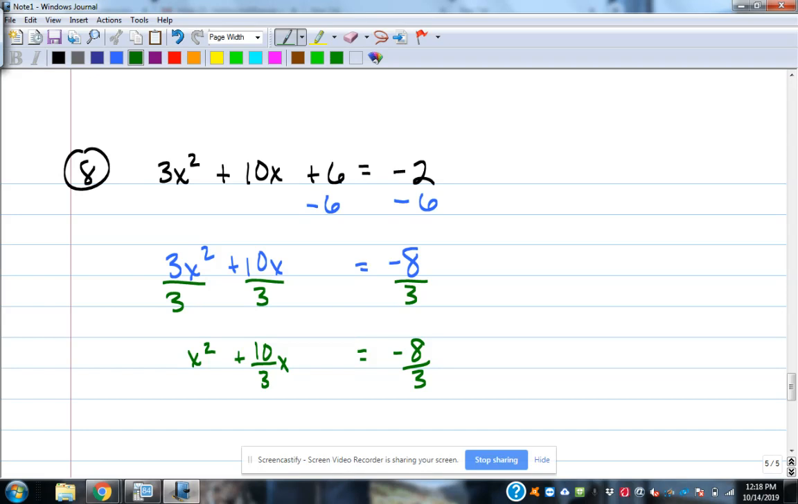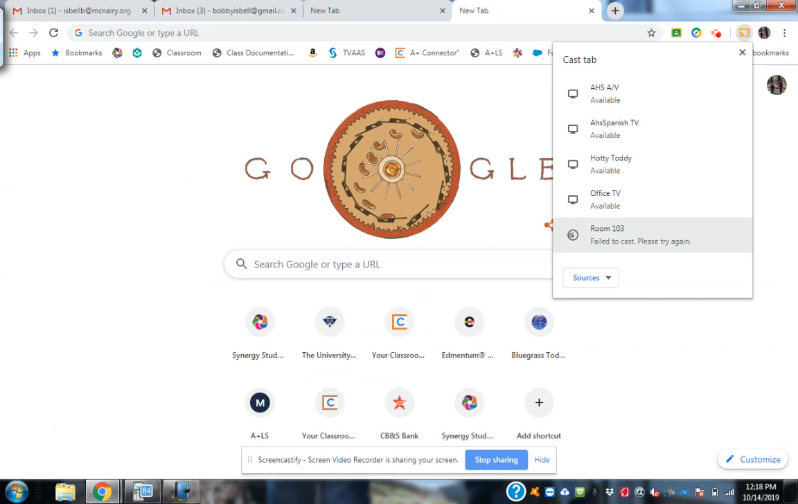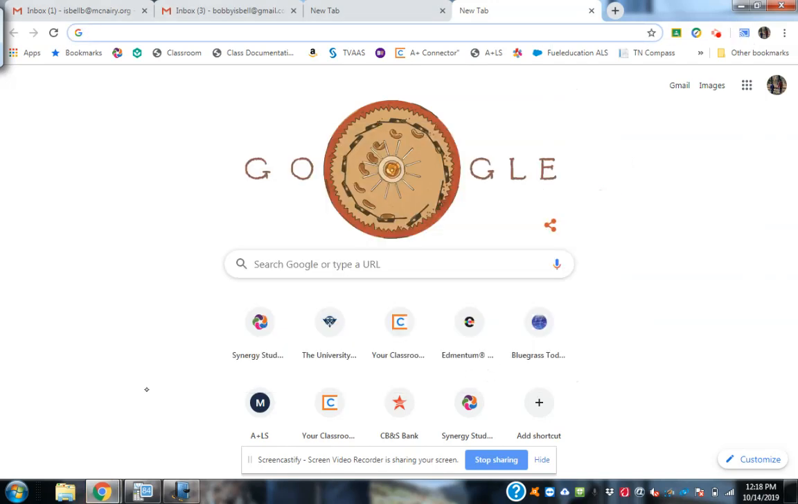Now, what's half of 10 over 3? 5 over 3? Okay, how do you do that? Divide with the, what if the numerator is not divisible by 2? What if it were like 7 over 3?